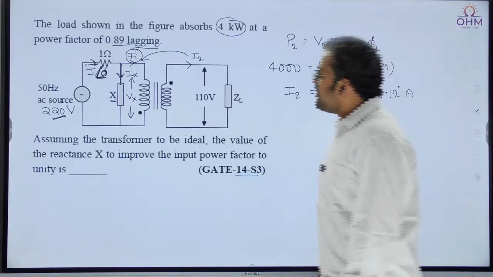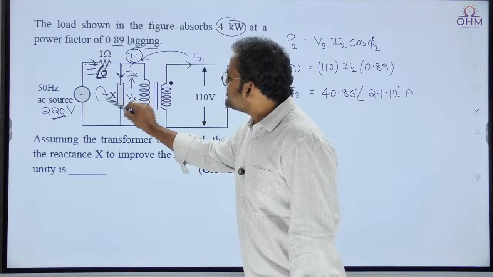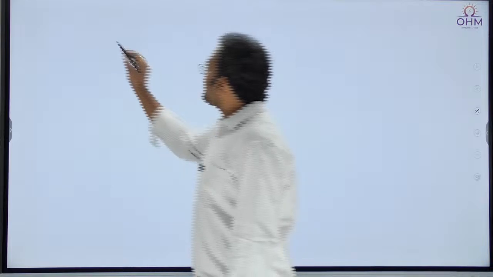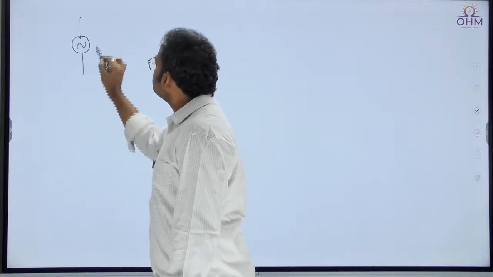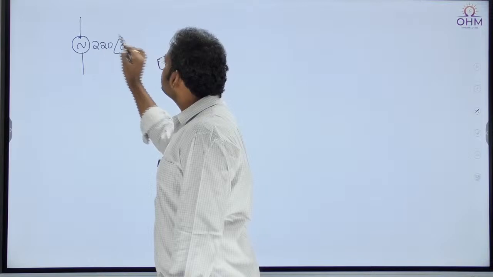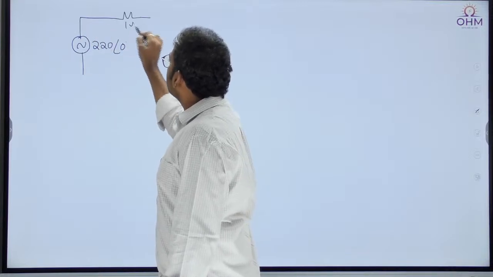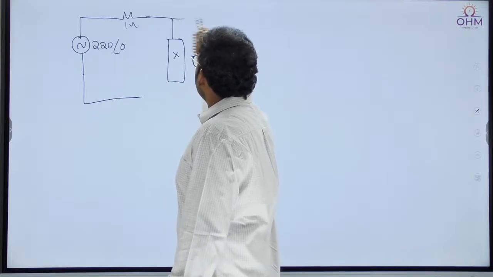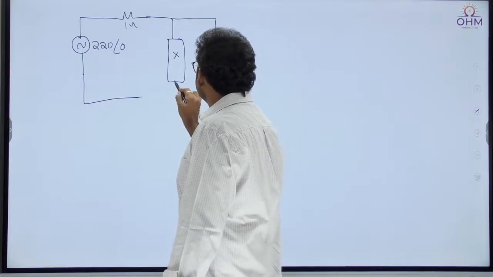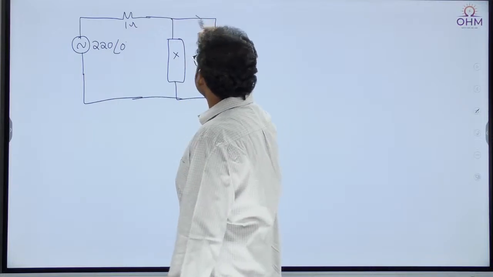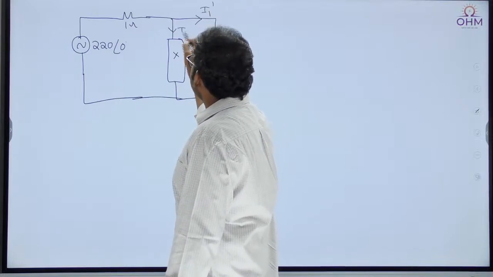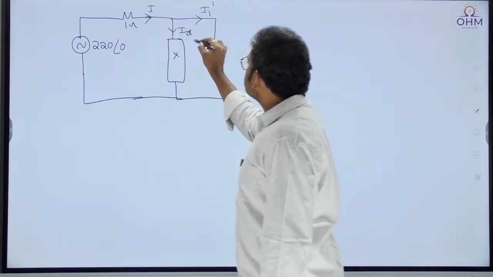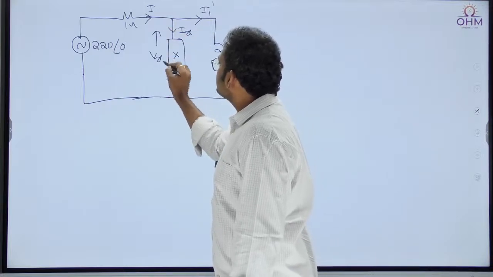18.17. Then can I apply the KVL equation here? Yes. What is the KVL equation? I will redraw the circuit. This is 220 at an angle 0. I have a resistance of 1 ohm. I have a reactance X here. Also, I have a transformer here. Okay, this is I1 dash. This is Ix. This is I.